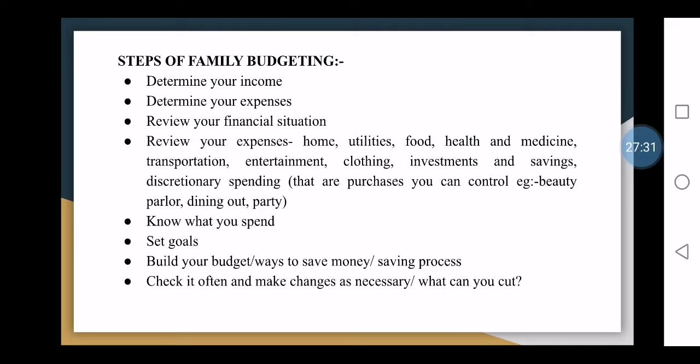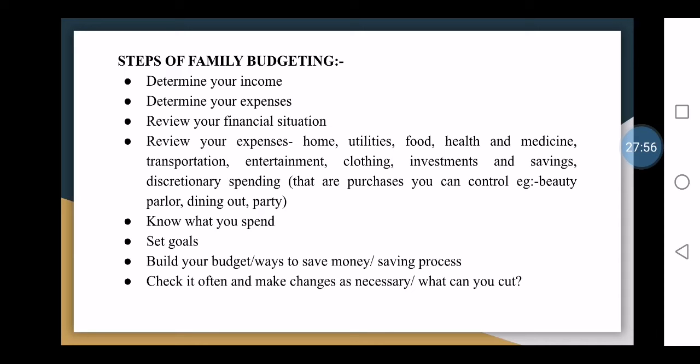Then review your expenses, your home expenses, the utilities, food, health and medicine, transportation, entertainment, clothing, investment, saving, discretionary expenditures. What is discretionary expenditures? Discretionary expenditure means the purchases which you can control.